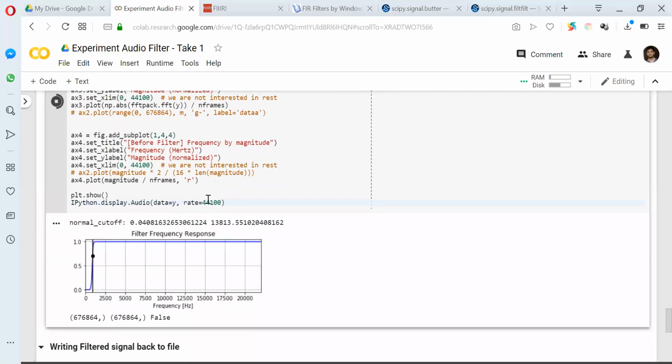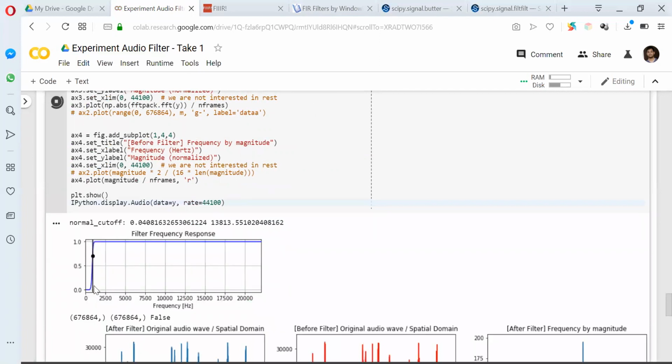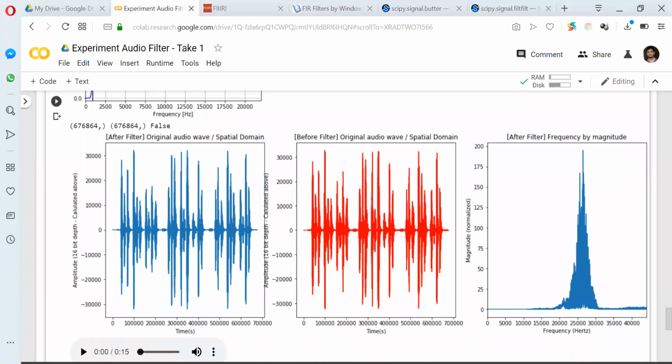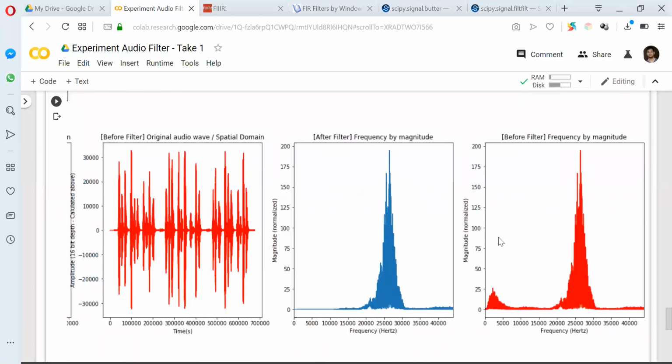This is our filter. As you can see, it's a high pass filter. It's allowing the high frequency to be retained, but it's clipping all the frequency less than that. First we go here: this is our original frequency domain data. It clips this region and allows only the major frequency to be retained.